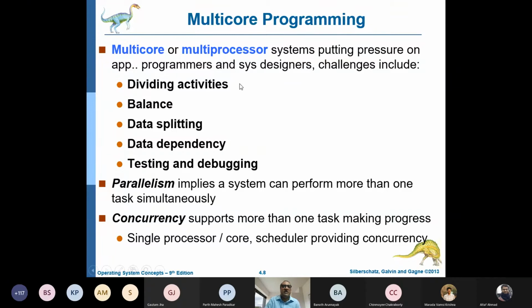So all these are the various issues the application programmer has to worry about when designing the program to be a multi-threaded process. Okay.